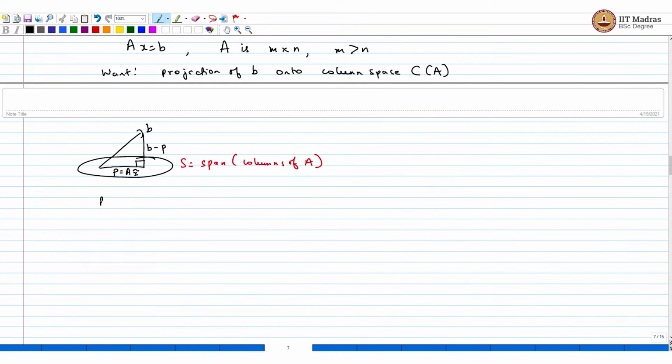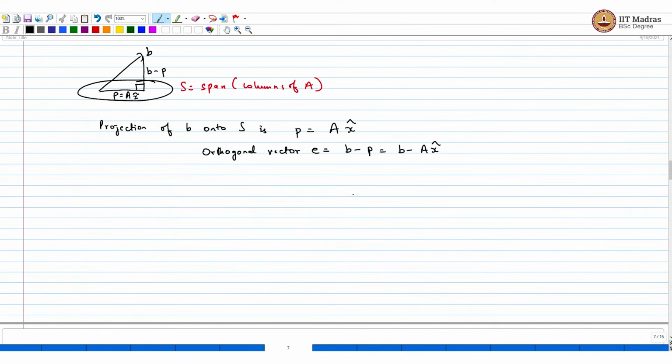So, the projection of b onto S is p equals some A x hat, and the orthogonal vector e is b minus p, which is b minus A x hat. So p is going to be in the span of A, so it's some A times some x hat. Now the question is, I want to figure out what the x hat is.